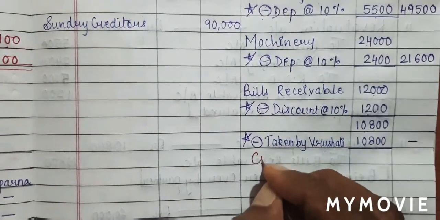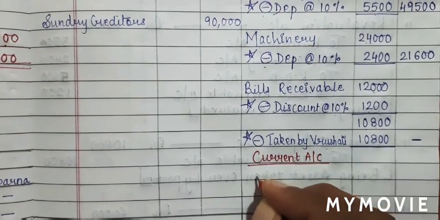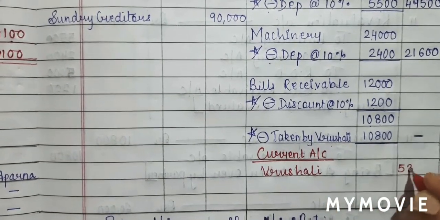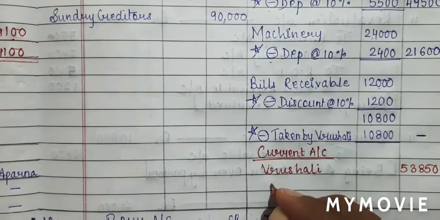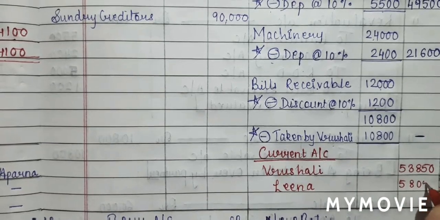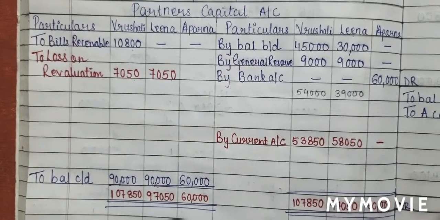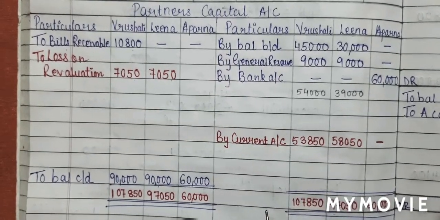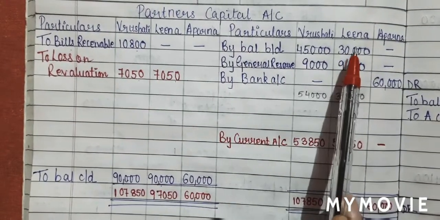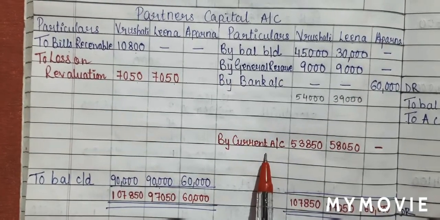So on the asset side, we'll give the heading as current account, Vrushali 53,850 and Leena 58,050. So students, with this we have completed capital adjustment, but what we need to write is our journal entry. Now if you look at this, our partner account is credit. If partner is credit, current account will be debit.